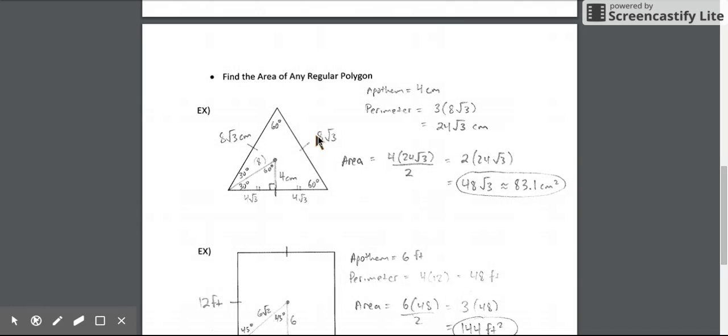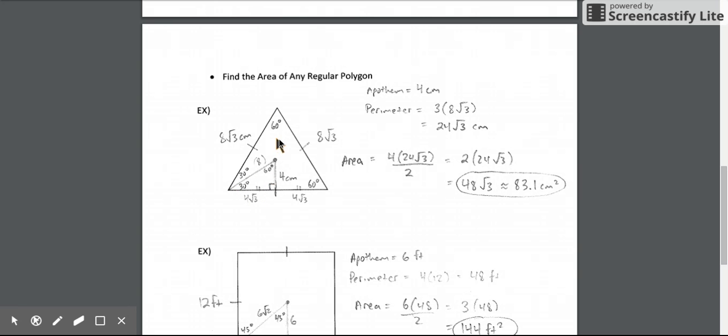So we're given the side lengths. If we know that the entire side length is 8 times the square root of 3, this apothem is going to bisect one of its side lengths. So let's say that half of 8 times the square root of 3 is 4 times the square root of 3. Let's draw our radius, so from the center to the vertex. So now we have a right triangle. Let's figure out what type of right triangle it is.